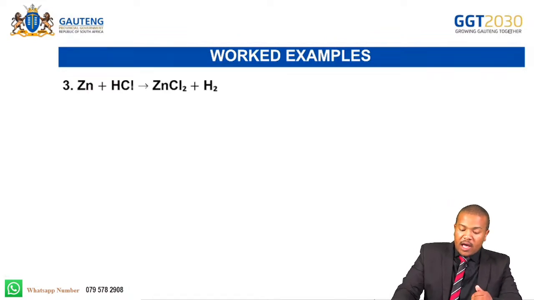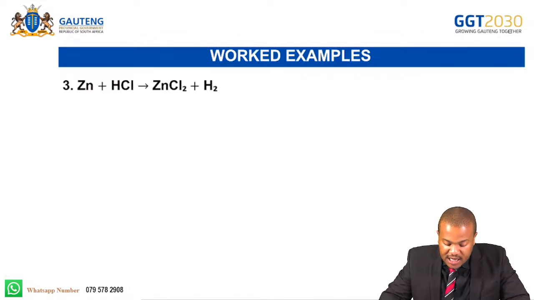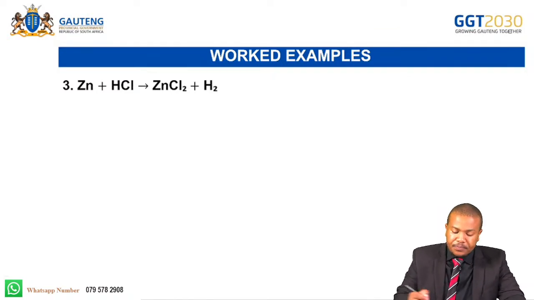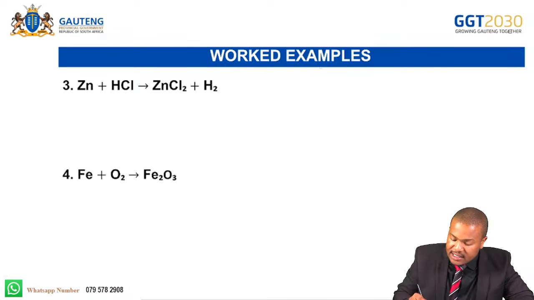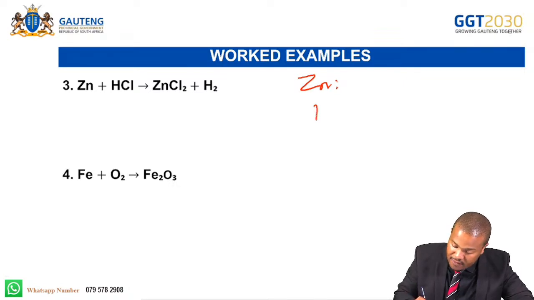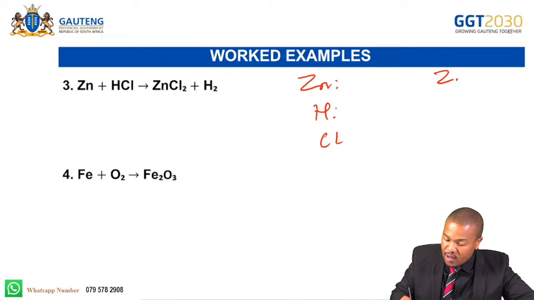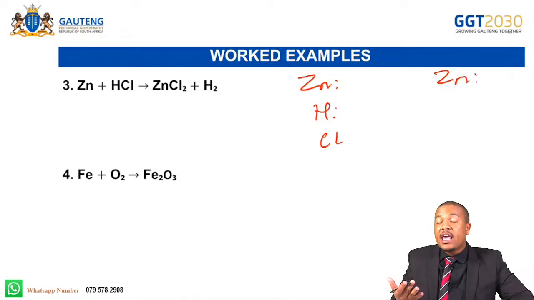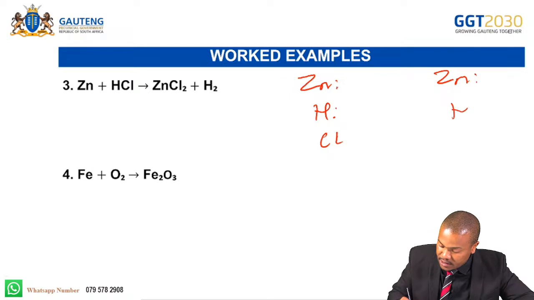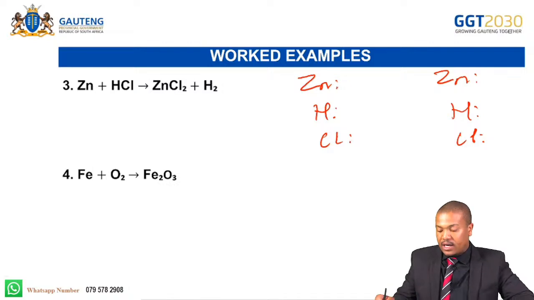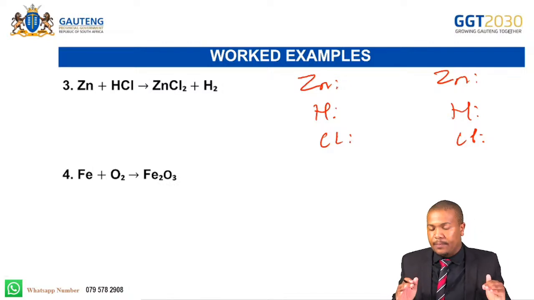So now, example number 3. We have Zn plus HCl to form ZnCl2 plus H2. Let us write the information. We have zinc, hydrogen, and chlorine as the elements involved, and that is for the reactant side. Then for the product side, we also have the same elements: zinc, hydrogen, and chlorine.